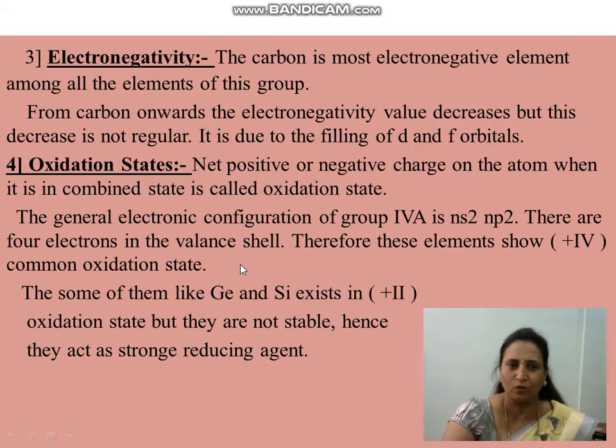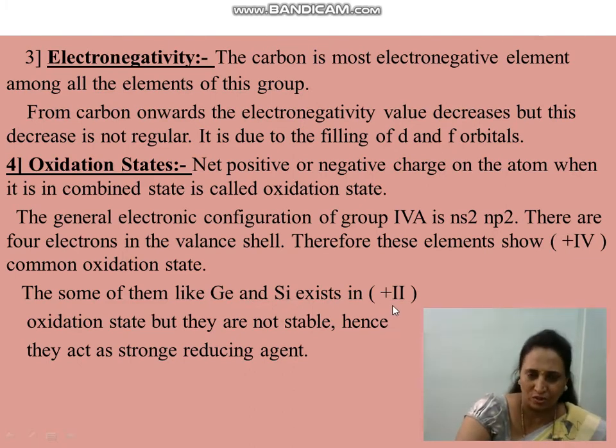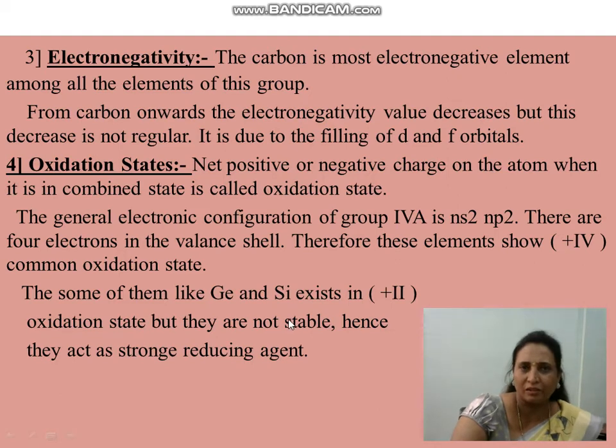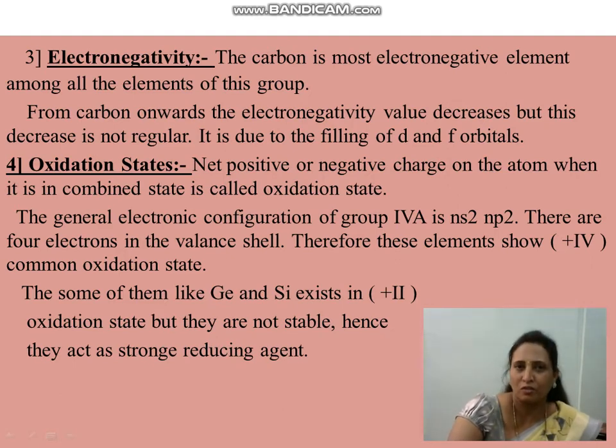Along with +4, some of the elements such as germanium and, sorry, this is not Si. Yes, Si exists in a +2 oxidation state, but this oxidation state is not a stable one, and hence, because of the unstable oxidation state, they are acting as a strong reducing agent. What is meant by reducing agent? Which forces others to receive electrons and itself gets oxidized.